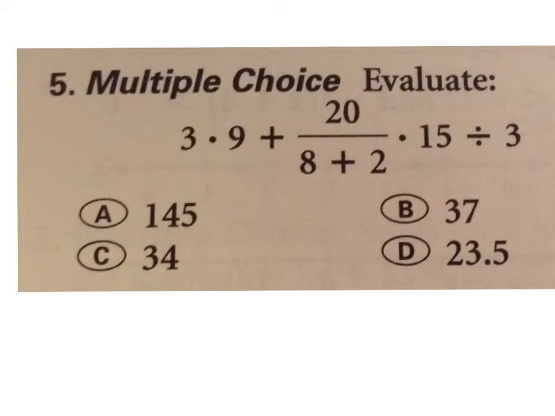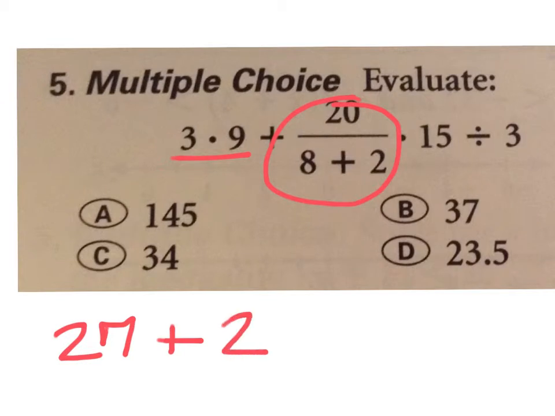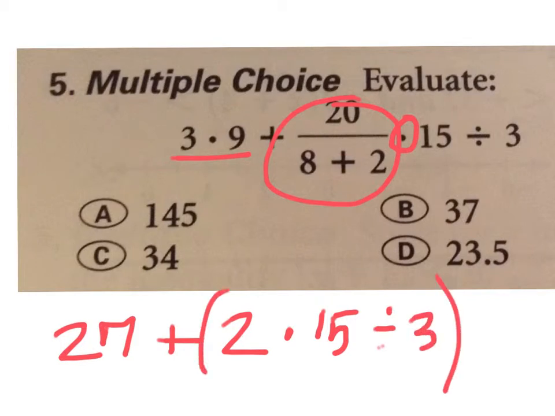3 times 9, we could do that to get 27, and then add to that 20 over 8 plus 2, that would be 2. And that's times, I believe, right here, so that would be times 15 and then divide by 3. That would have to be done together. 30 divided by 3 is 10, so 27 plus 10 would be 37.